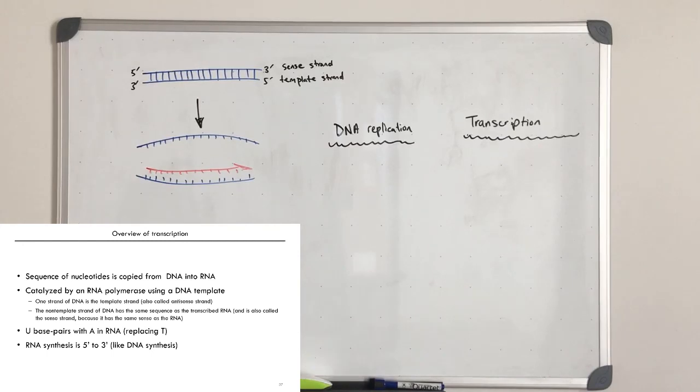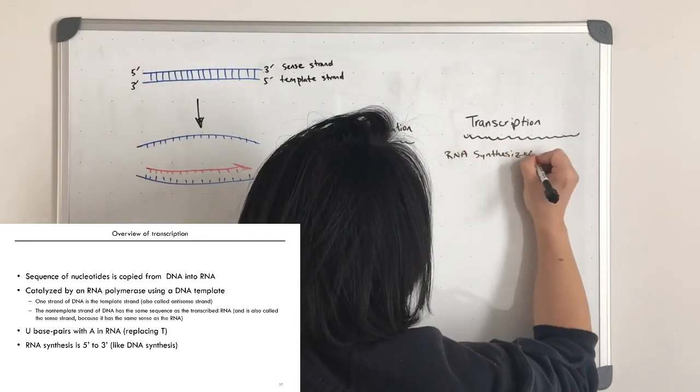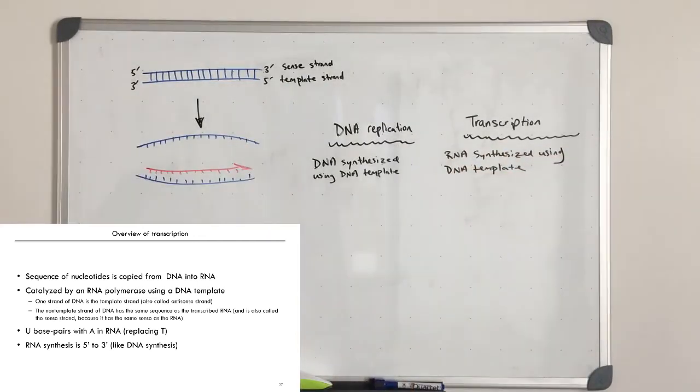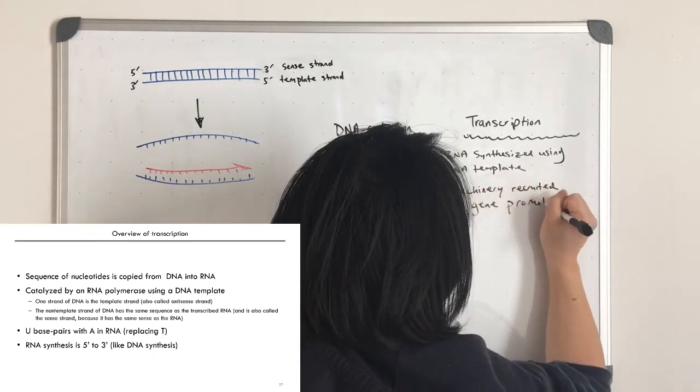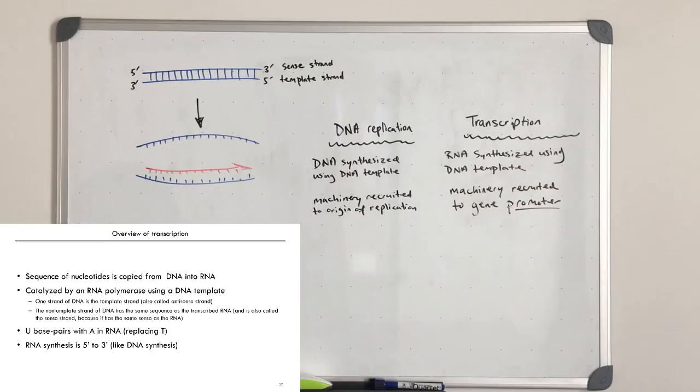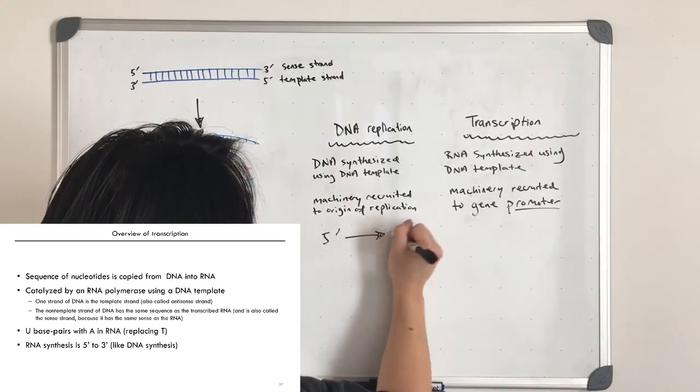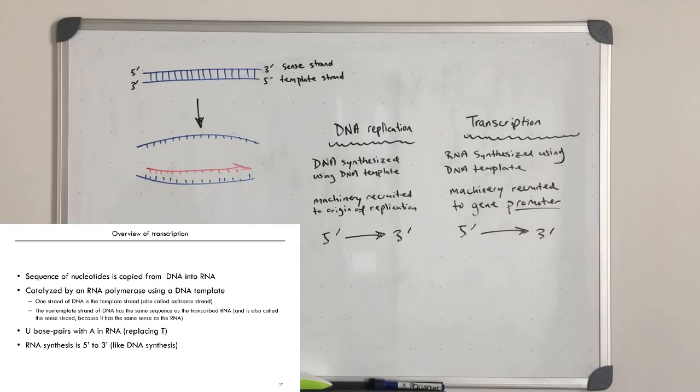Now we've talked about both DNA replication and transcription of DNA into RNA. It's worthwhile to talk about some of the similarities and differences in both processes. In DNA replication, DNA is synthesized using a DNA template. In transcription, RNA is synthesized using a DNA template. In DNA replication, the replication machinery is recruited to an origin of replication. In transcription, the transcription machinery is recruited to a gene promoter. In both DNA replication and transcription, the newly synthesized strand is polymerized from the 5' end to the 3' end.